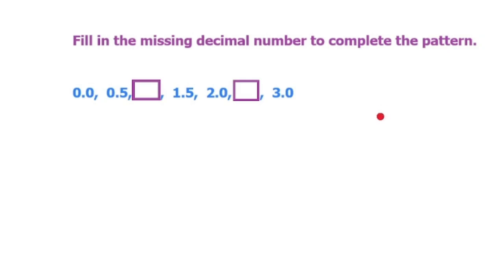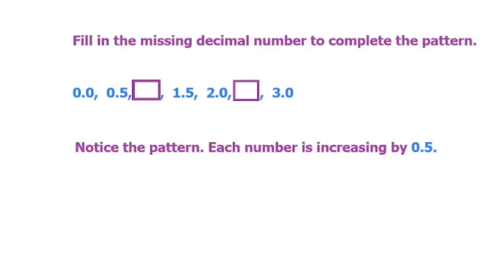In this video, we're going to work on understanding decimal patterns. So if we have a problem like this that says, fill in the missing decimal number to complete the pattern, and we take a look at this, we see 0.0, 0.5, then there's a blank, then it goes 1.5, then 2, then there's a blank, then 3. So we have to notice the pattern.